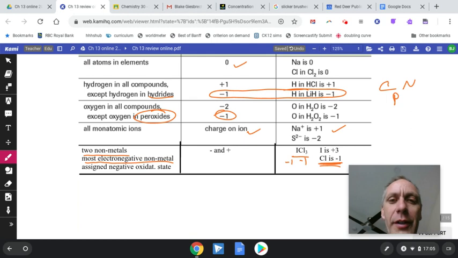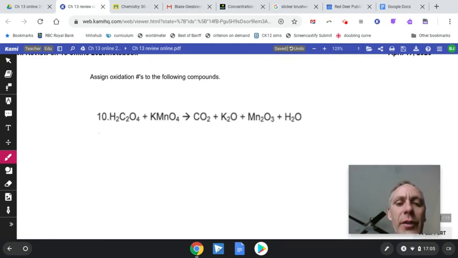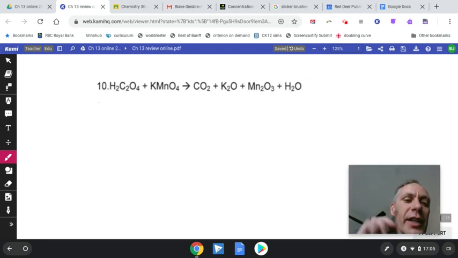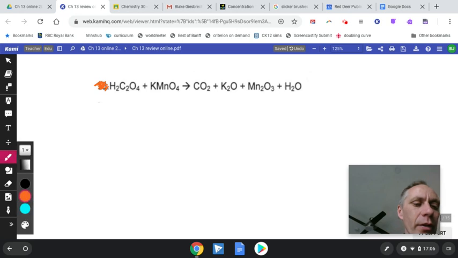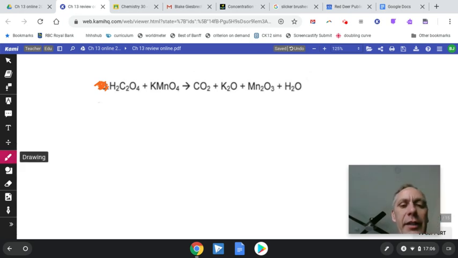Oh my gosh, I'm talking fast and just ripping through this. Okay. So I would like you guys to try and assign oxidation states to this one. If you want, you can write it down and try it on your own. It's a doozy, okay? And then come back and see how you did.